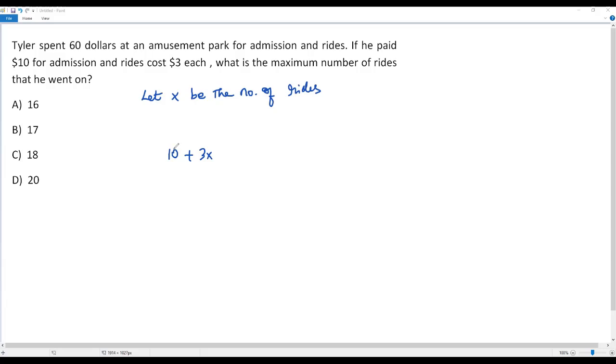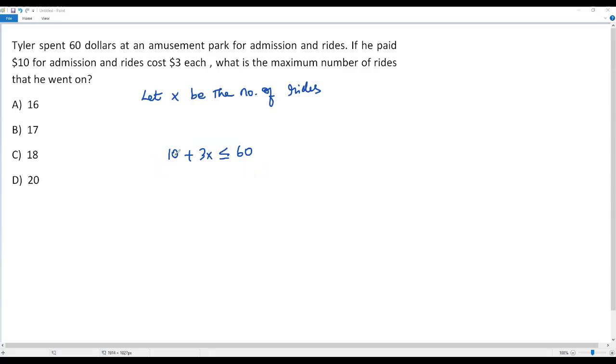So now we are adding the money spent for admission and the money spent for x number of rides. When we add them, we get the total expense. So it cannot exceed 60, because according to the information Taylor spent $60, so the total money spent for admission and rides cannot exceed 60. It can be equal to 60 or it has to be less than 60. Our aim is to find the maximum value of x, that is the maximum number of rides. So we have to solve for x in this inequality.